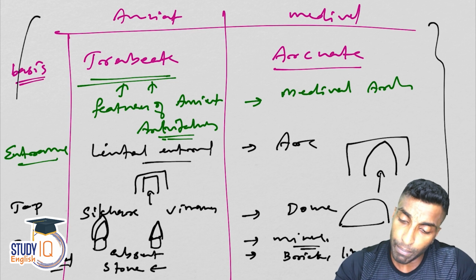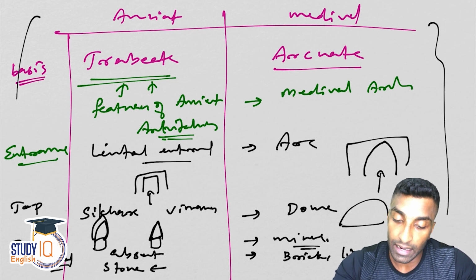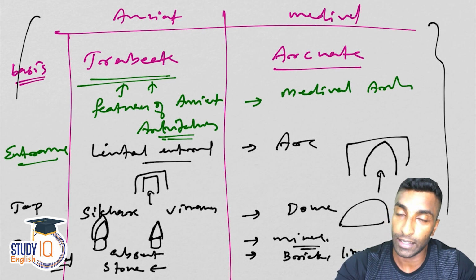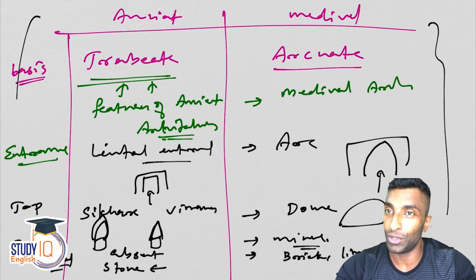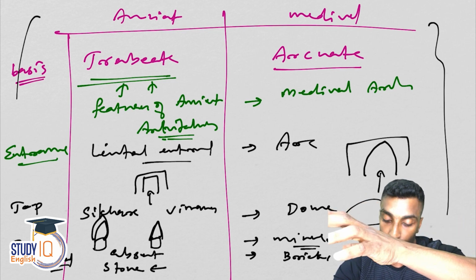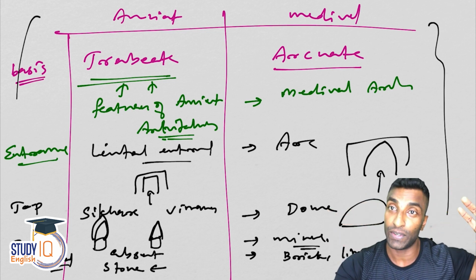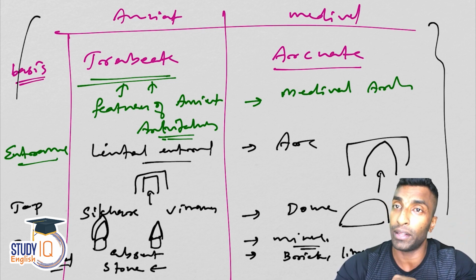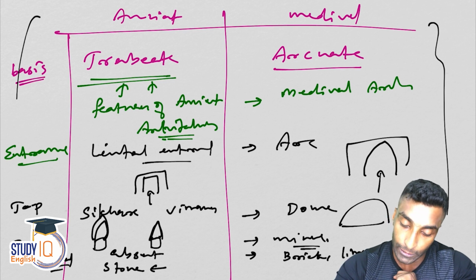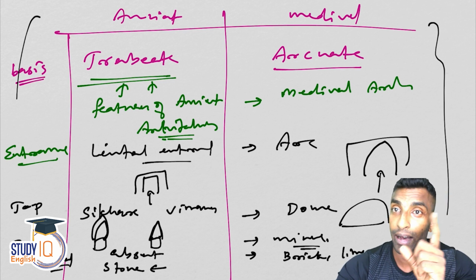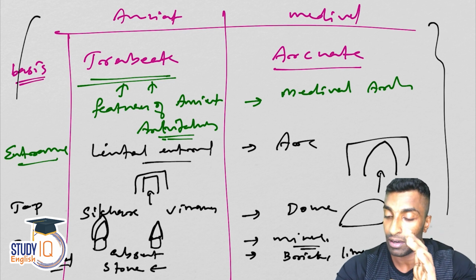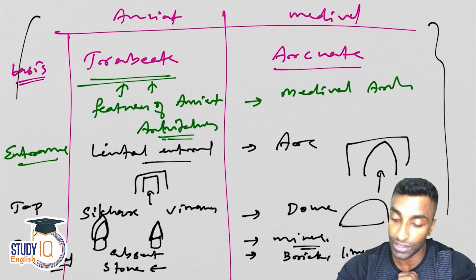So this is the main difference between ancient and medieval architecture, that is the Trabeate and the Arcuate type. Entrance: one is flat, the other is curved. Top: Shikhara, which we discussed in Nagara style, and Vimana, which we discussed in Dravida style, but here you will be finding the dome in medieval time. Then tower: minar will be present. And material used is stone in ancient, but here brick, lime, mortar, etc.